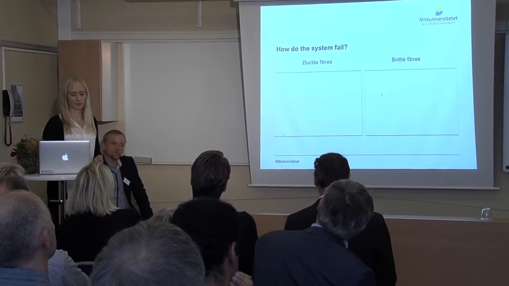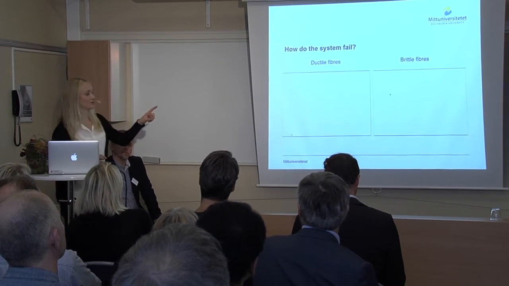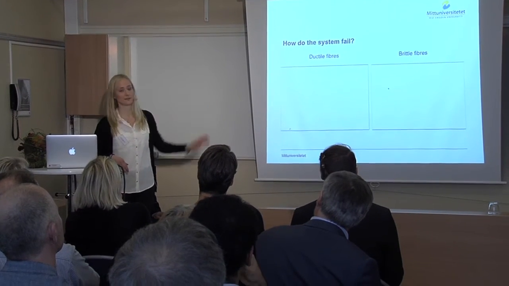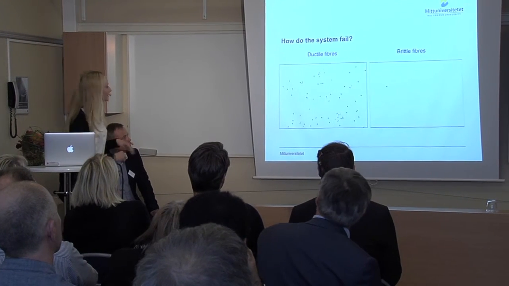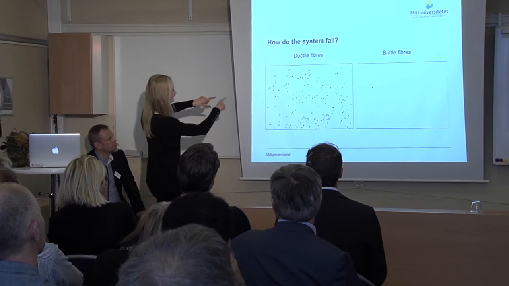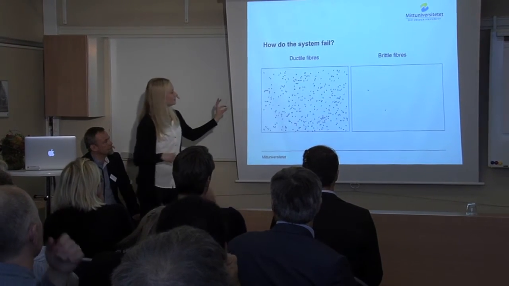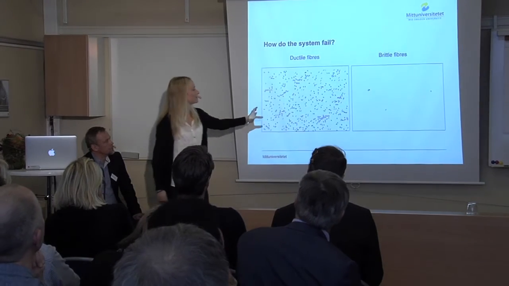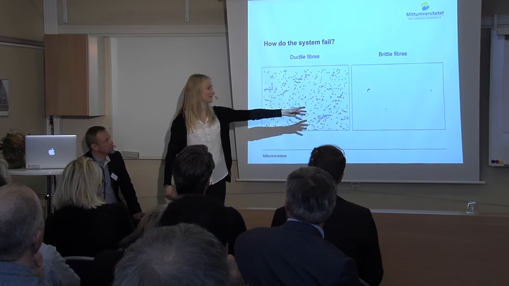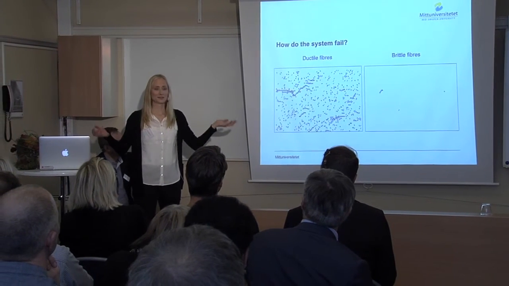So this is an example of animations of this network for two different types of fibers. We have ductile fibers and brittle fibers. So as you can see here, these points represent the fiber breaks. The difference between these two is that it requires much more fibers to fail in this case than in this case. And that might raise a question, okay, what's good?